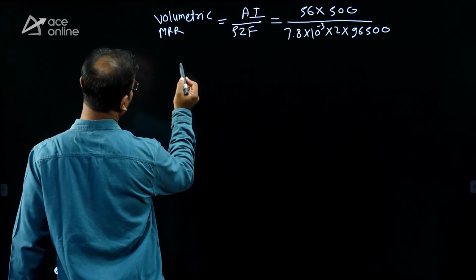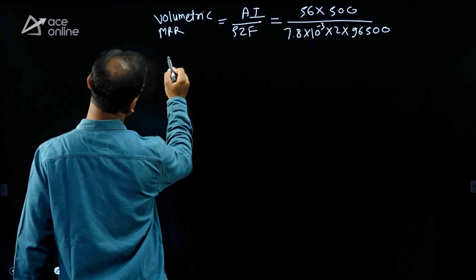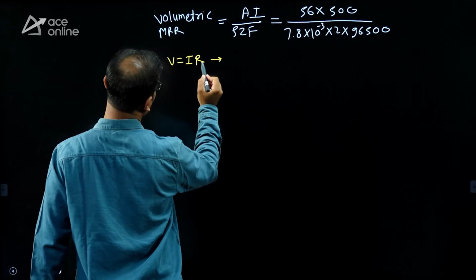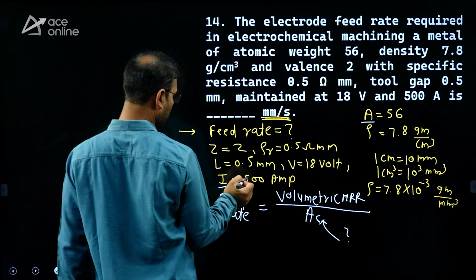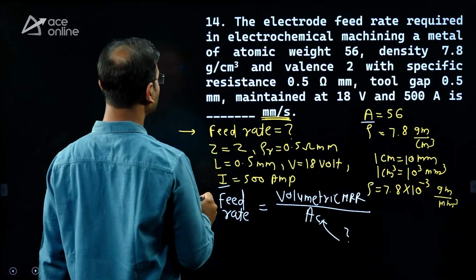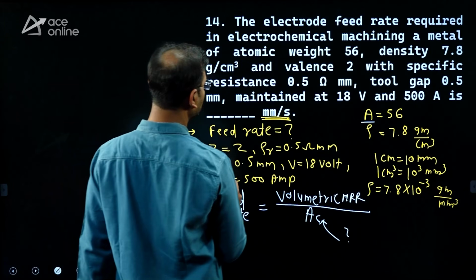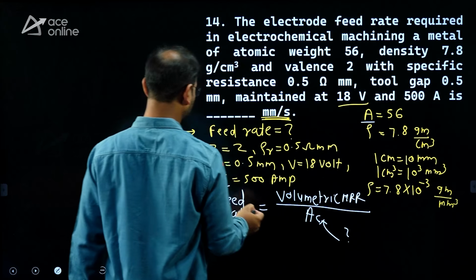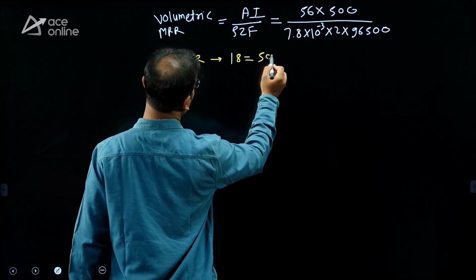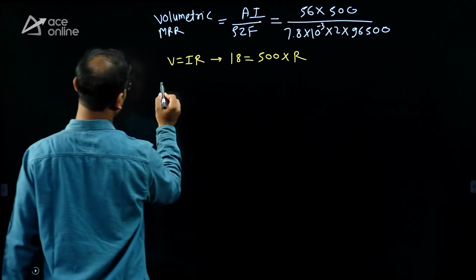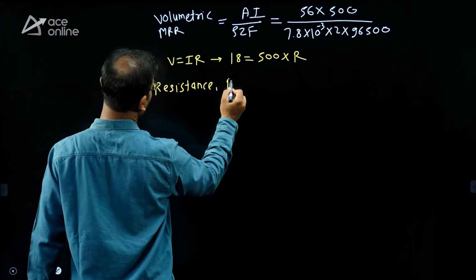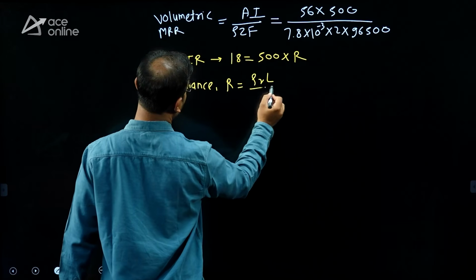Now see, I can write here V is equal to IR, voltage is equal to I into R. The voltage is given here as 18, and current is 500. Is the voltage 18? Correct, 18 volt, just check the data once. So 18 is equal to 500 into R. R is what? Resistance. And that resistance R is equal to rho L by AC.